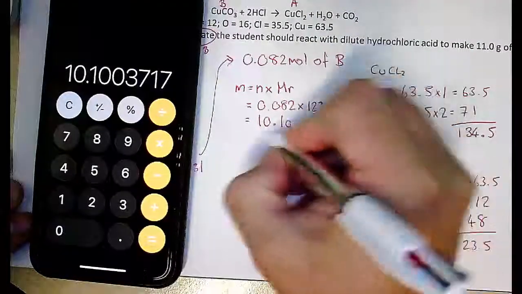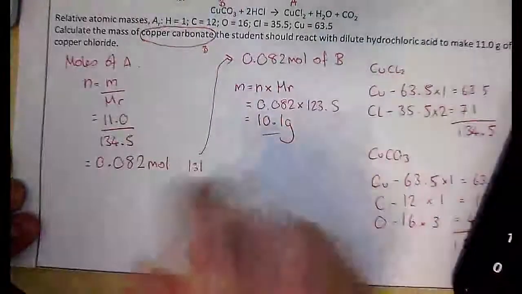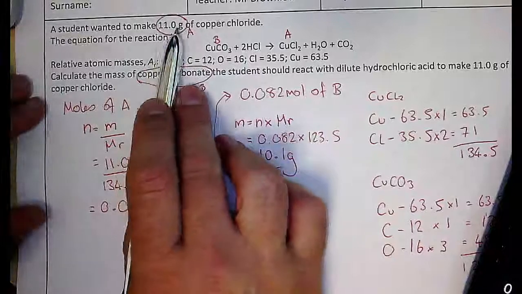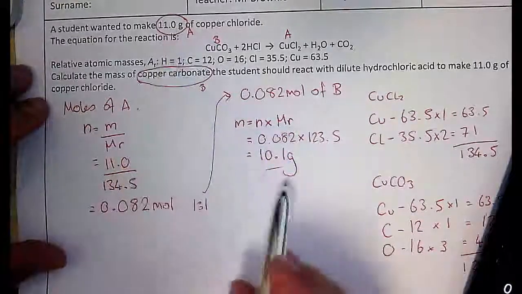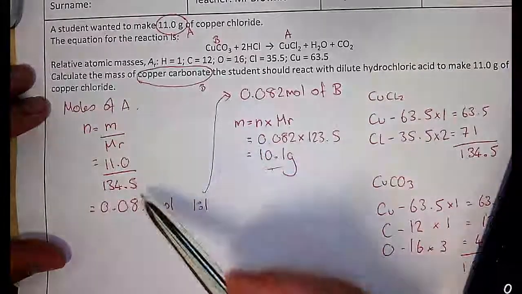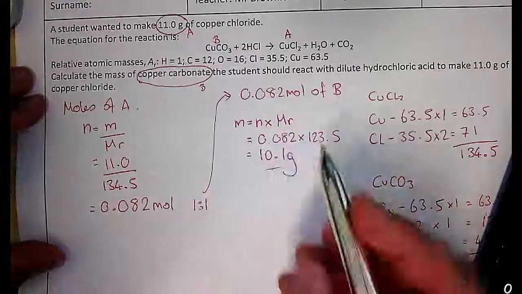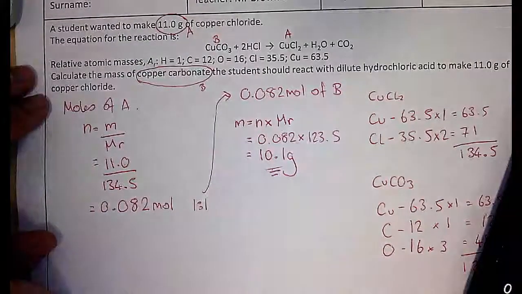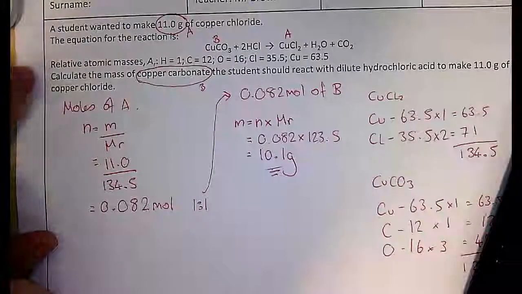10.1 grams. And if we look at the precision of our answer up here, the value we have up here is given to 3 significant figures. So my answer here wants to be 3 significant figures. I can keep my precision in my calculator for all the other calculations, but when I get to the end, that's when I want to use the appropriate number of significant figures.